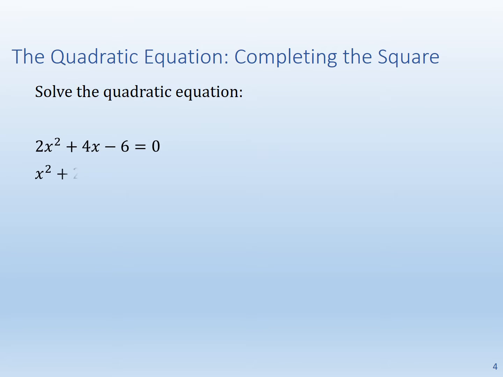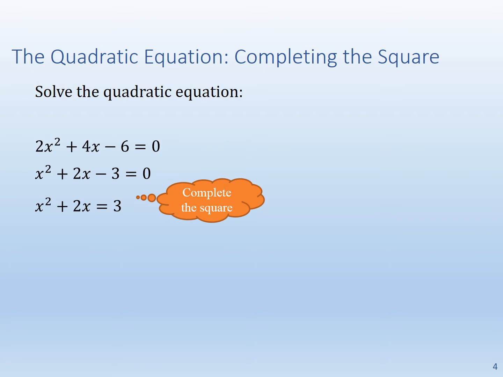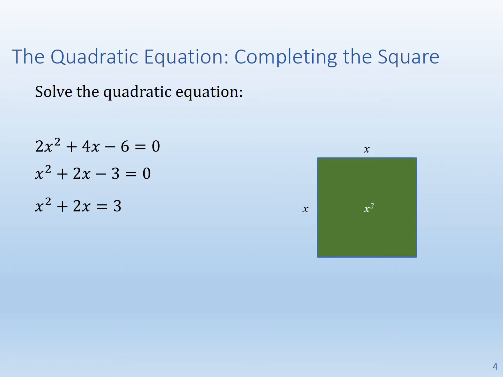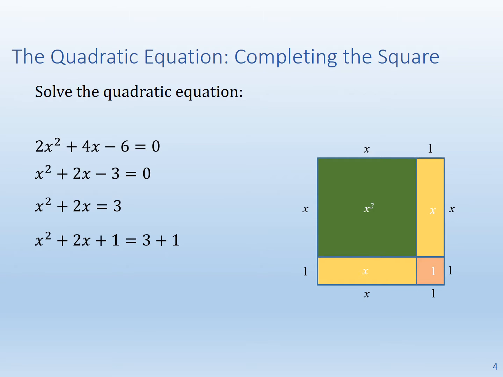Dividing by 2 firstly will simplify the equation, and then putting the 3 on the other side will give us all the x's on one side so that we can complete the square on that left hand side. So we have an x squared term, we have 2x, and what do we have to add to complete that big square? We'll need 1. And so we add 1 to both sides of that equation, and then we've got the completed square.